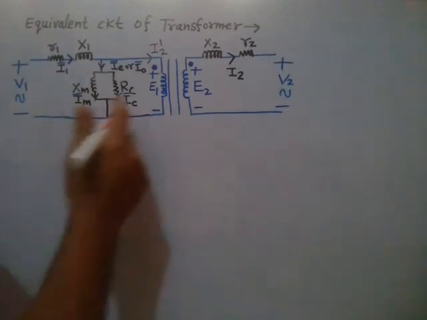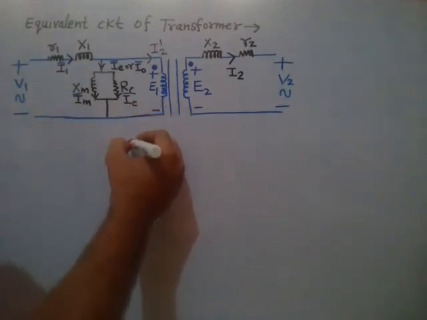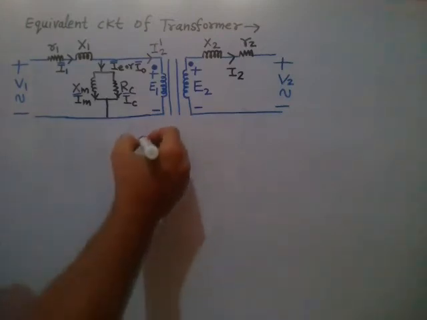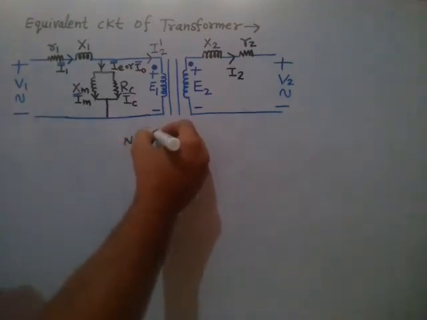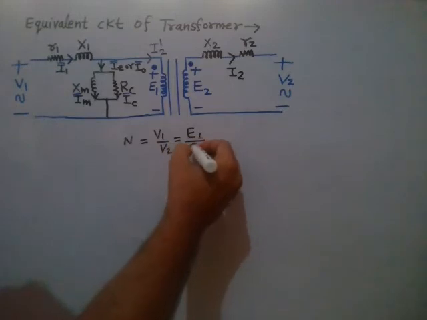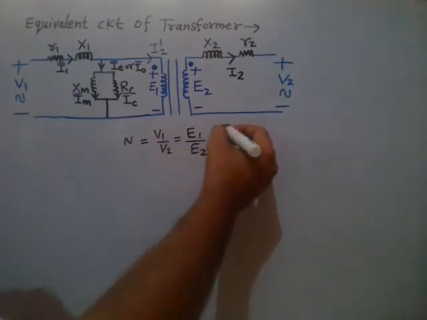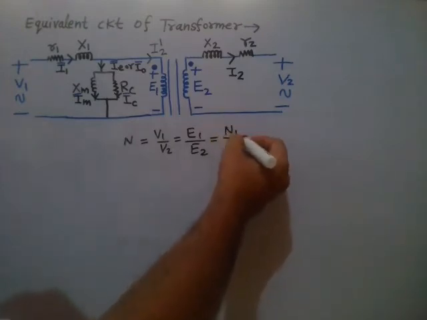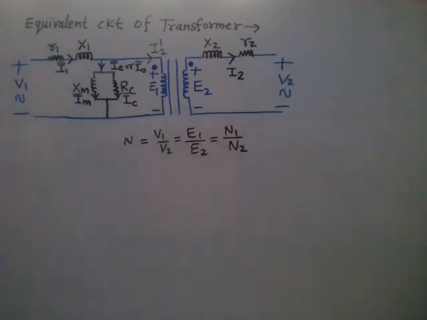So the turn ratio or the transformation ratio is represented by N, which is equal to V1 by V2, or E1 by E2, or N1 by N2. N1 is the number of turns in the primary winding.